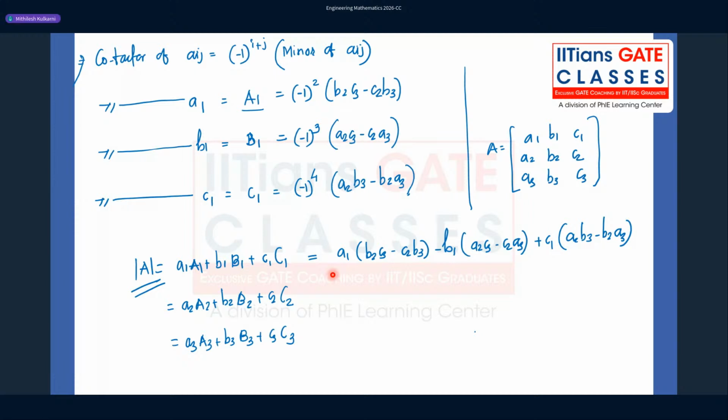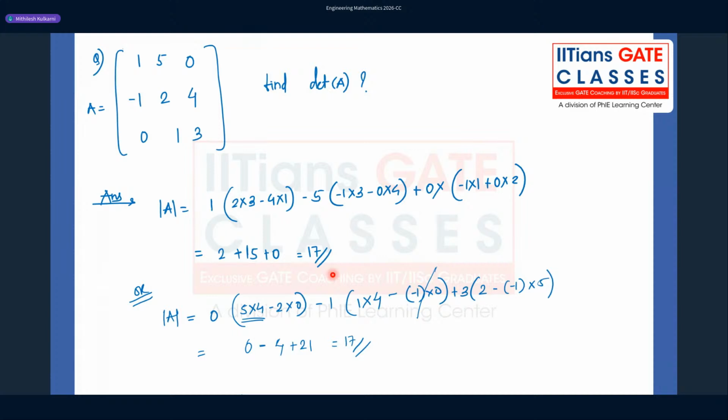Okay. Let me proceed to the next slide. What we have studied is how to calculate the determinant for a 2 cross 2 matrix and a 3 cross 3 matrix. Let's take one example so things will be more clear.